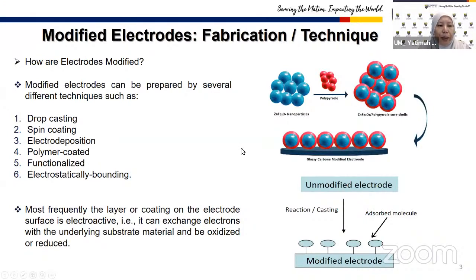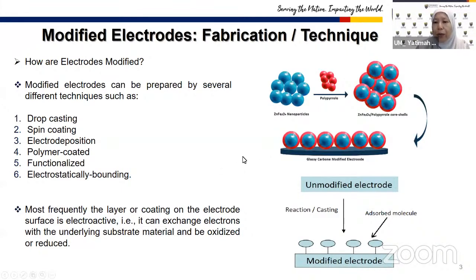Okay. So what is important here is that in most cases, the layer or the coating on the electrode surface is electroactive. Definitely, because that's where the electron transfer reaction can happen, because our intention is to make an electroactive layer on a modified electrode. So we must make sure that it can exchange electrons with the underlying substrate material and be oxidized or reduced. In this case, when I mention substrate, it is actually an electrode. Like we have carbon, we have platinum, we have silver, and so on.